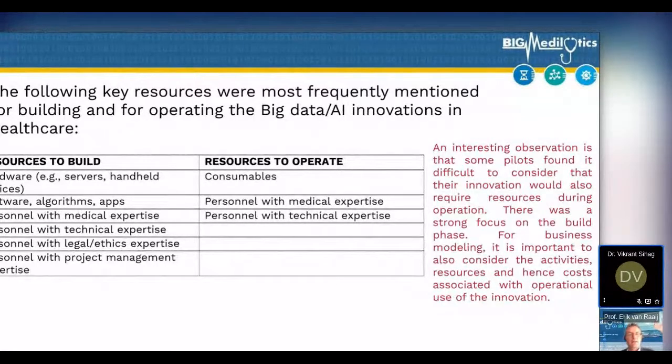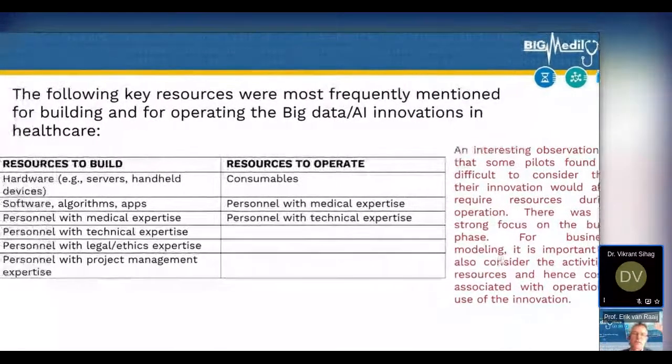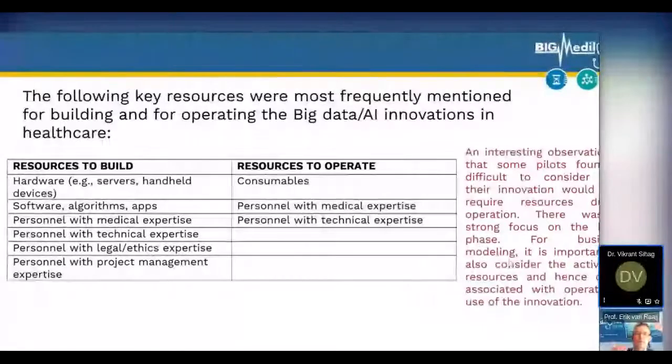And we recognize that a lot of the energy was into building that innovation, building the prototype, making it work, and only at a later stage, the focus became more on resources to operate. And again, this illustrates the business model journey that Vikrant already talked about. Different phases leading to different ways of filling out the boxes in the healthcare canvas.